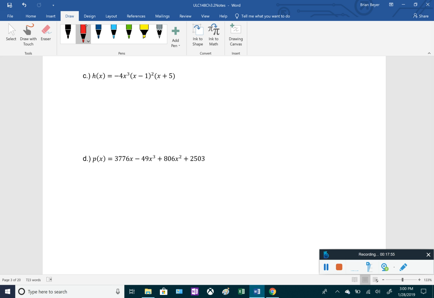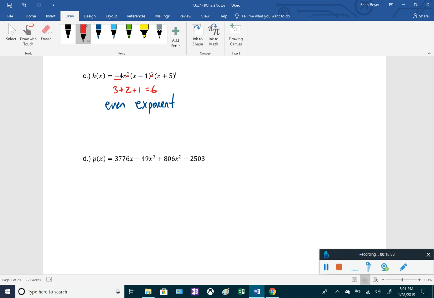All you have to do is look at the exponent first. This has an exponent of 3. This has an exponent of 2. This has an exponent of 1. So that's going to be adding the exponents together when we're multiplying them. So it's going to be 3 plus 2 plus 1. That's going to give us 6. So that means we have an even exponent.